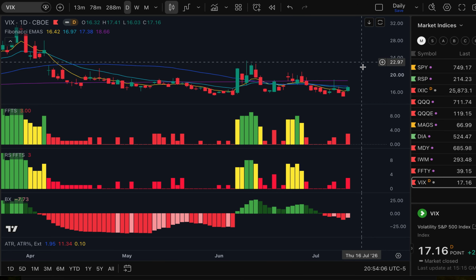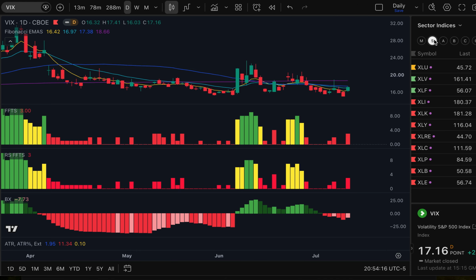Volatility has been low, but we'll be watching to see if this is going to spike up or not this week. So that's the major indexes. Let's take a look at the 11 Spider Select sector ETFs.